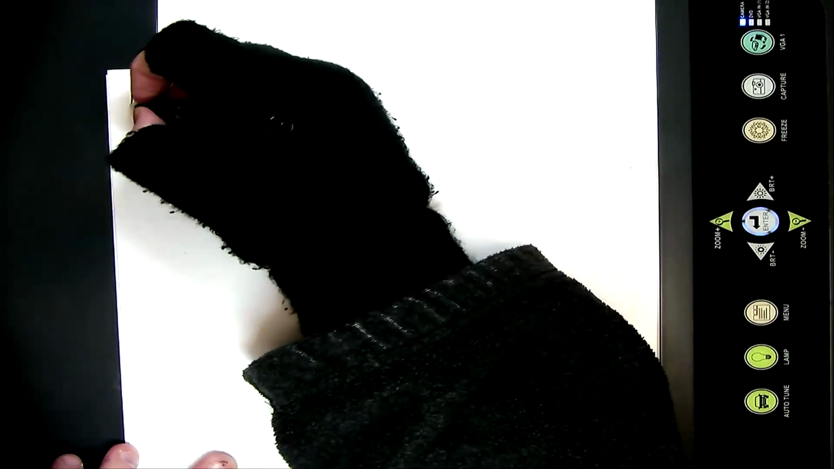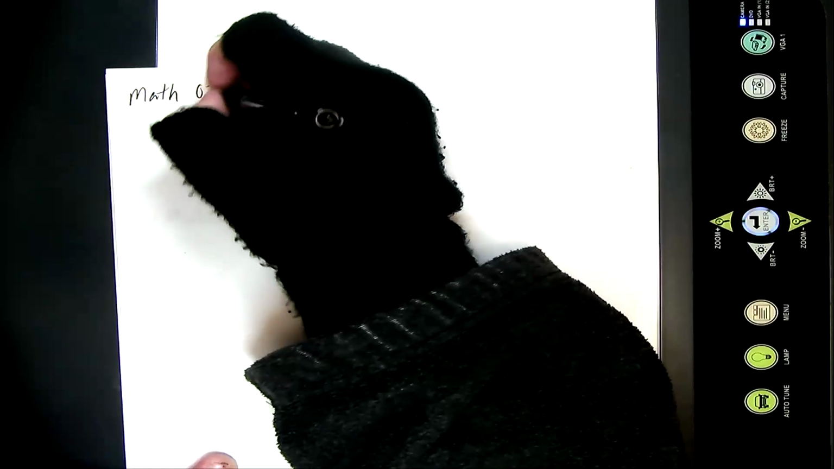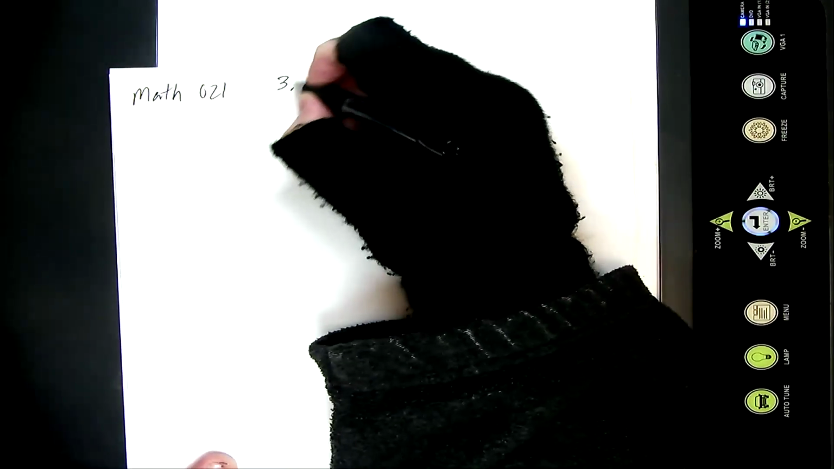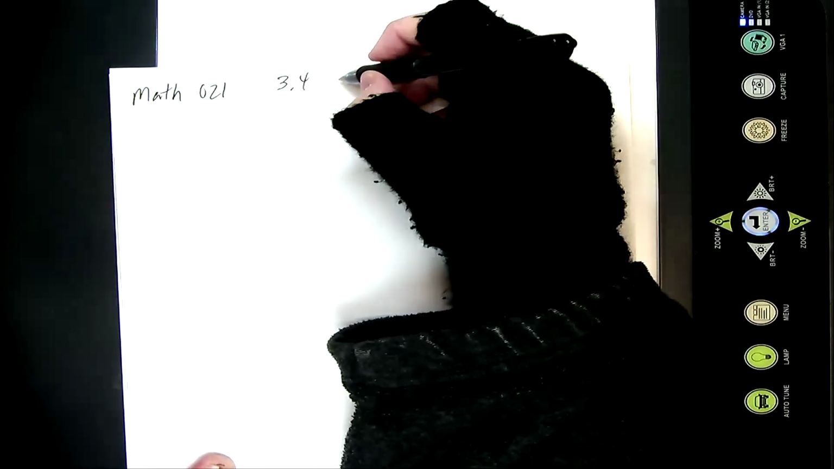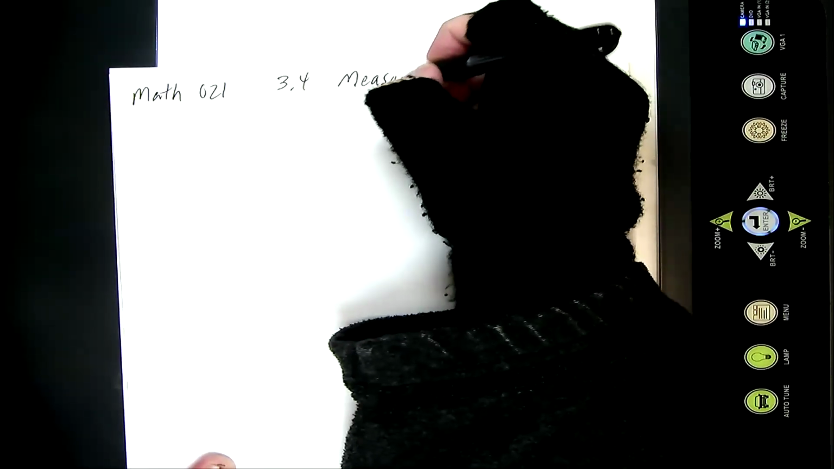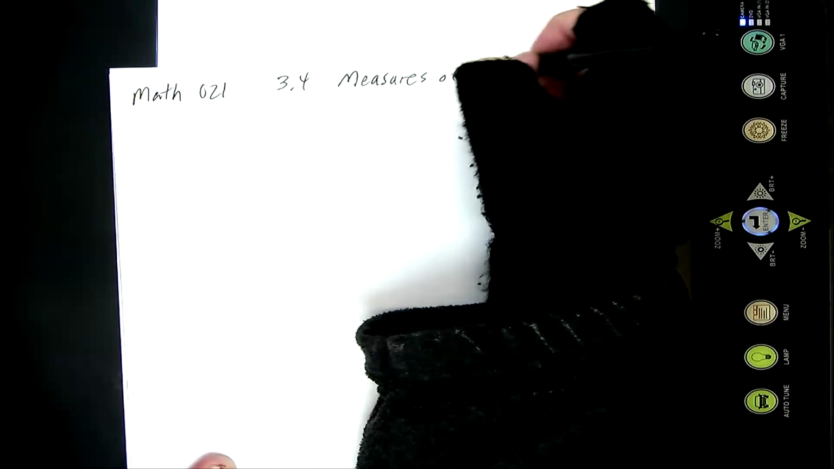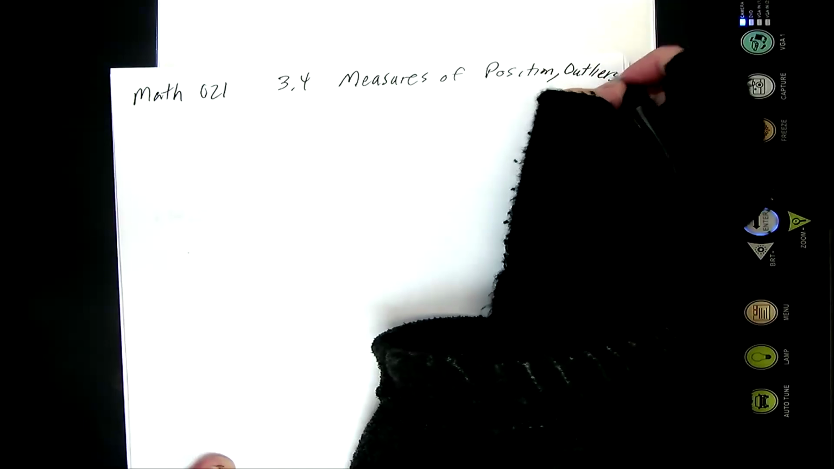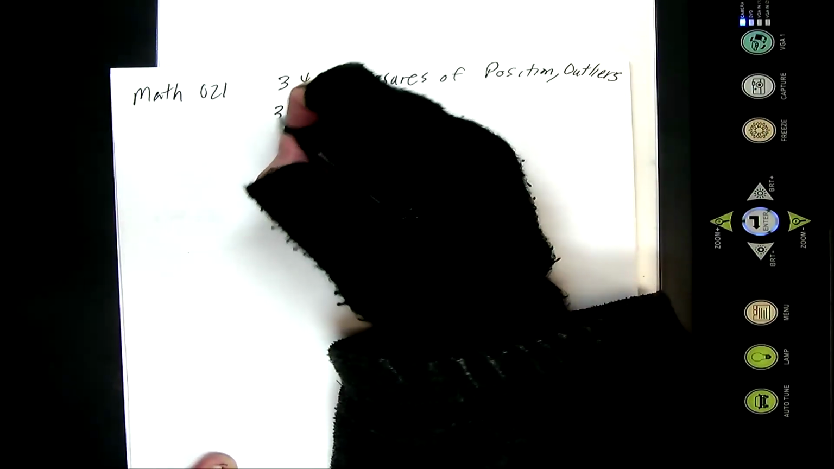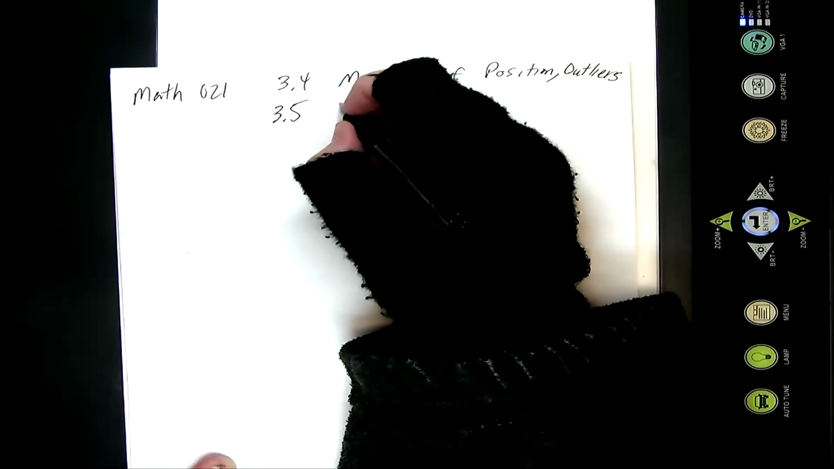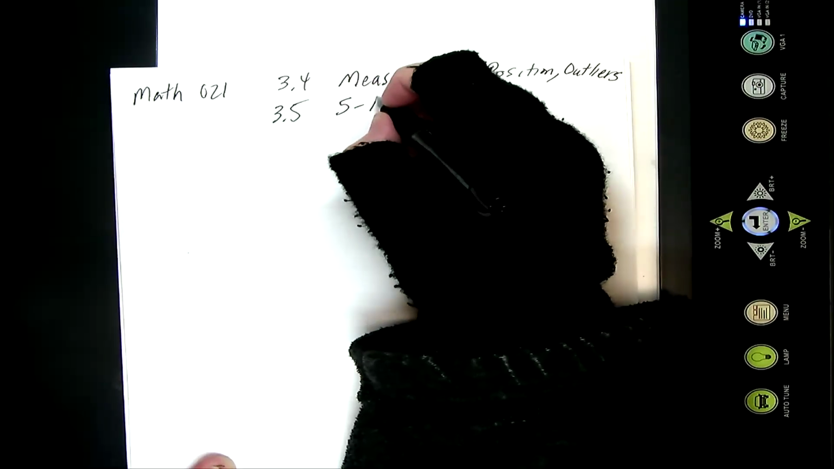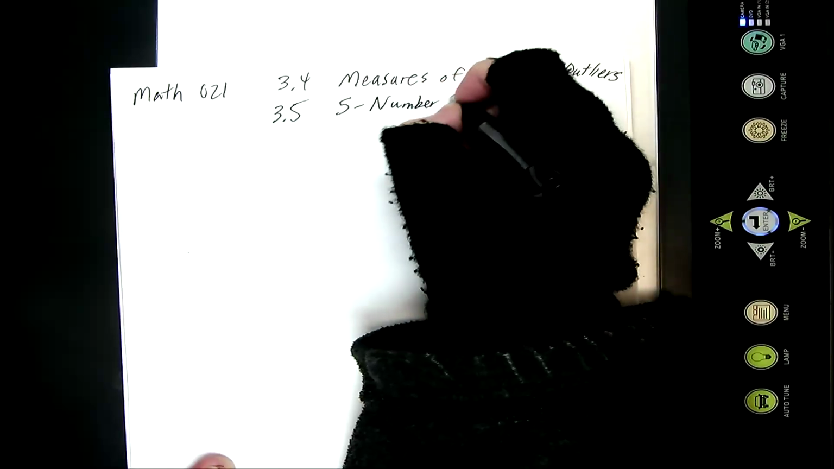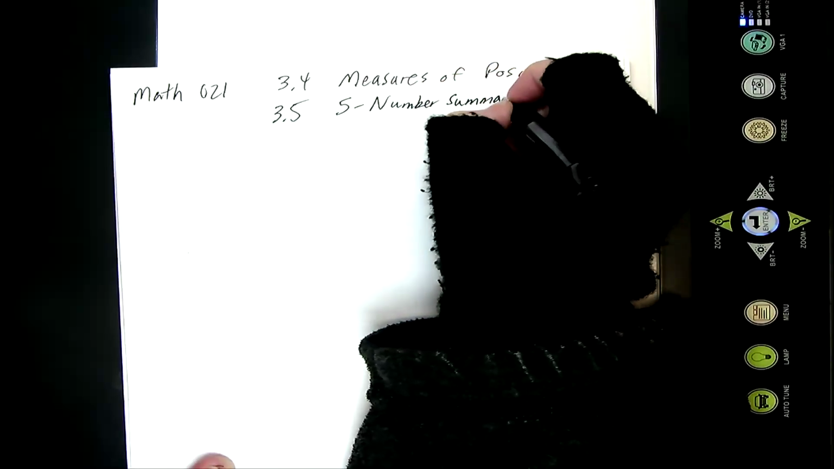We are doing 3.4 and 3.5. 3.4 is on measures of position and outliers. We talked about outliers before. 3.5 is on the 5-number summary and the box plot.